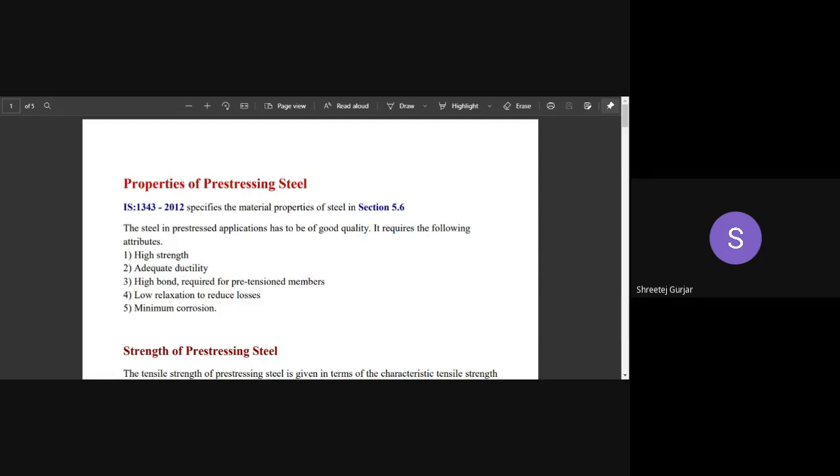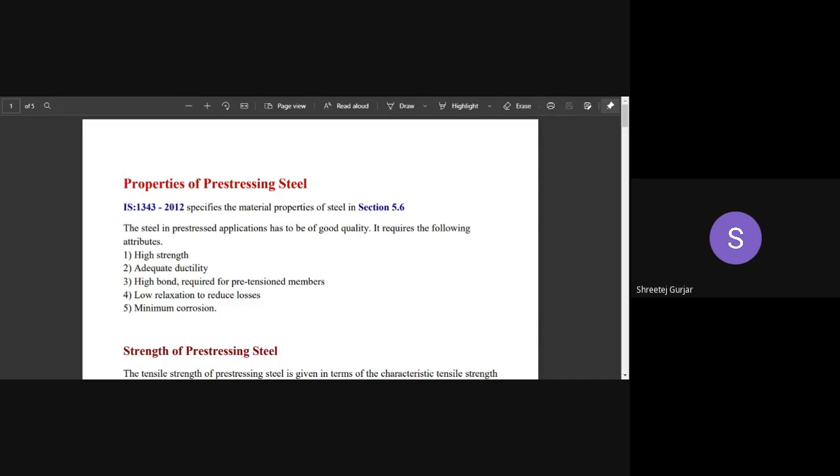The first main attribute that is required is high strength, as I've told you. Our pre-stressing force is very large. So to handle that high pre-stressing force, we need to have high strength pre-stressing steel, which has an fy value of around 1500, 2000, 2500. That is the amount of strength that our pre-stressing steel has.